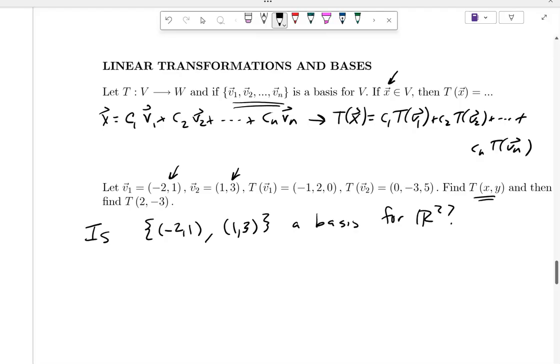So let's go this way. What would I need to multiply 1 by to give me -2? -2, does -2 times 3 give me a 1? No. So they are linearly independent because they're not scalar multiples of each other, right? So the answer to this question is yes. Cool.